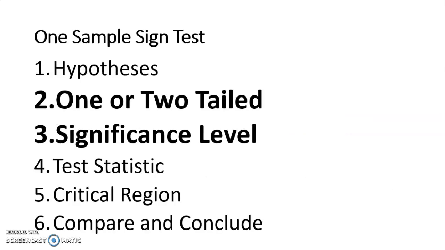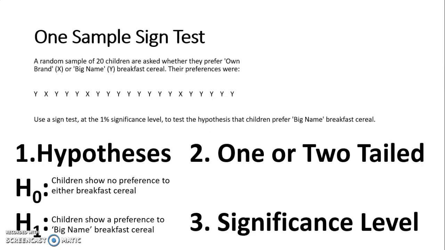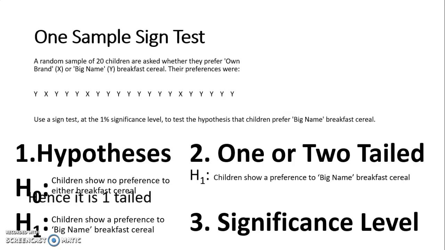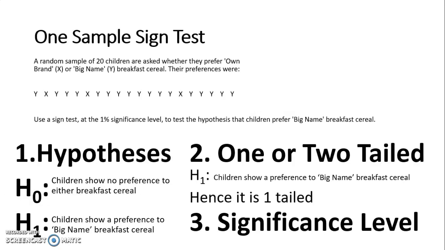Step 2 and 3 are still the same. Is it one or two-tailed, and what is the significance level? So the one or two-tailed is a little bit trickier for these questions. H1 is that children show a preference for big name breakfast cereal. So that means I care about one particular cereal more than the other, which means this is a one-tailed test.